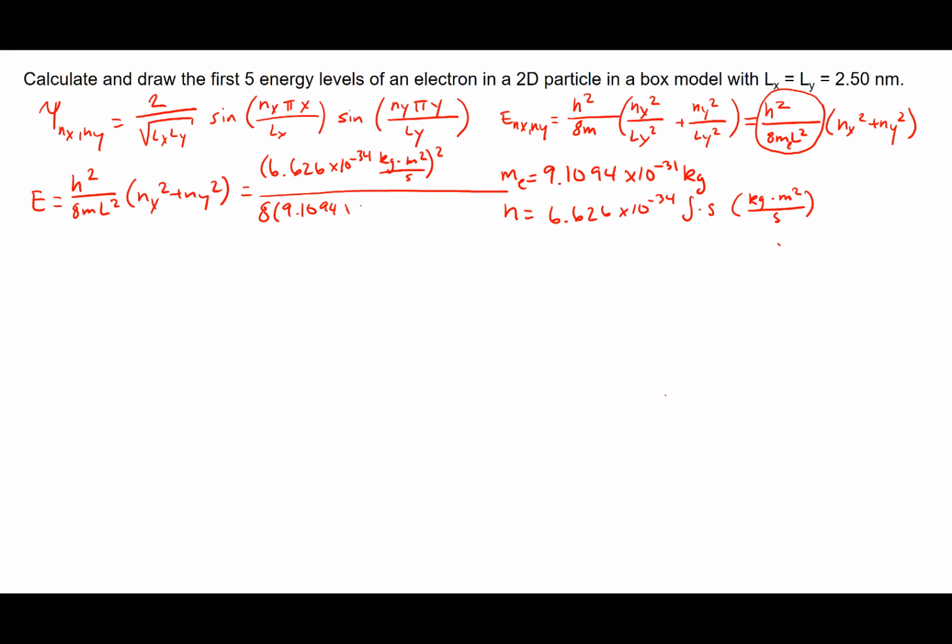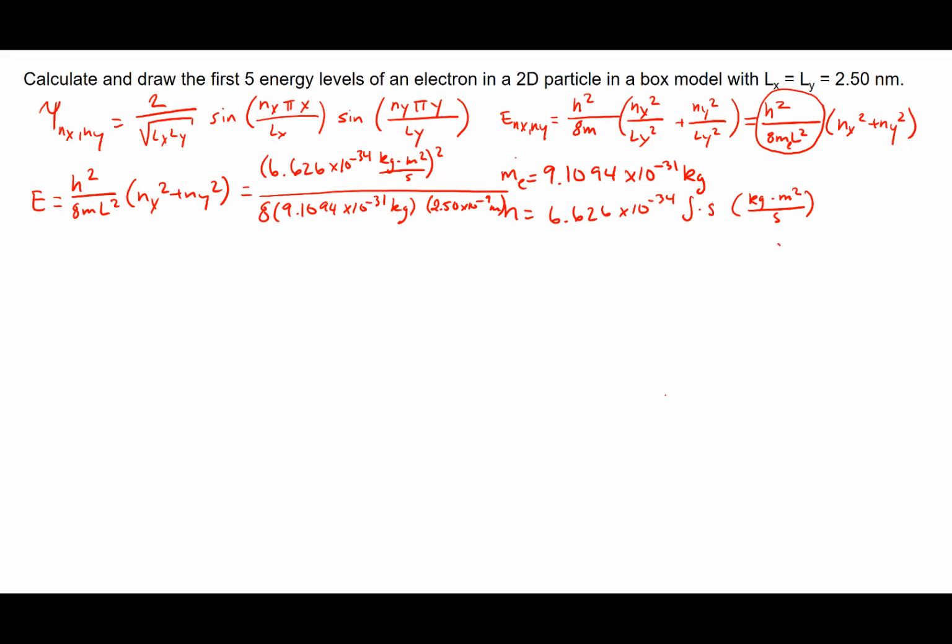9.1094 times 10 to the negative 31 kilograms times, and now an important thing to think about is that the box length has to be converted into meters. To do that, from nanometers to meters, all you have to do is simply multiply by 10 to the negative 9. So in this case, it's simply 2.50 times 10 to the negative 9 meters, and that right there is our unit.